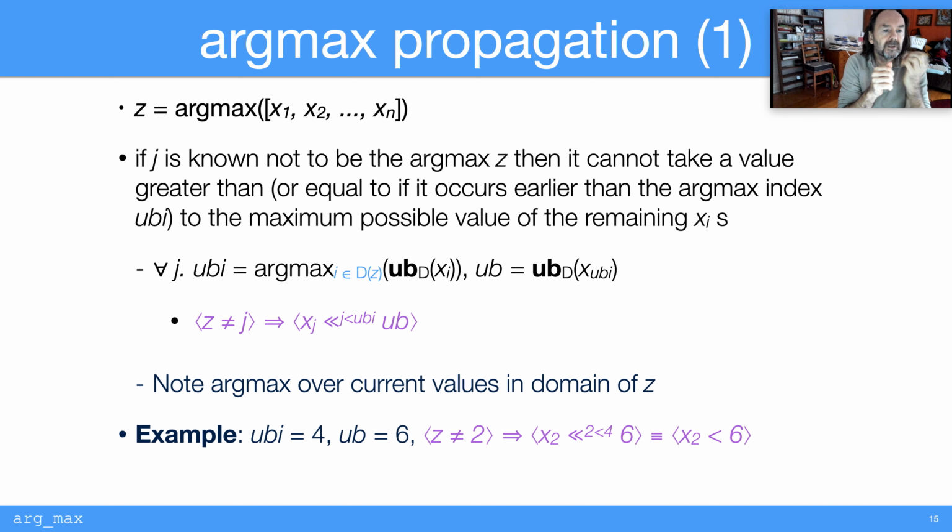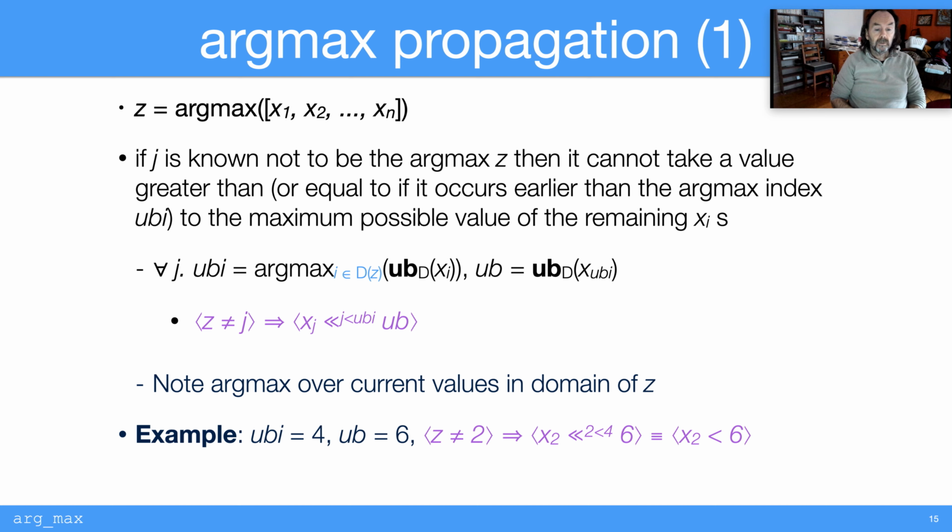So if J is known not to be the argmax, then it can't take a value greater than the maximum possible value of the remaining xi's, which could be the argmax. So here we work out the position, UBI, of the argmax of the upper bounds of all the variables which are still in the domain of Z. And UB is the value that it takes at its upper bound. And we have this constraint. If Z is not equal to J, so we know that Z cannot take the value J, then Xj has to be less than the UB if J is less than UBI. So that means if J is smaller than UBI, it has to be strictly less than the UB. If J is after the position of the upper bound, it can be equal to.